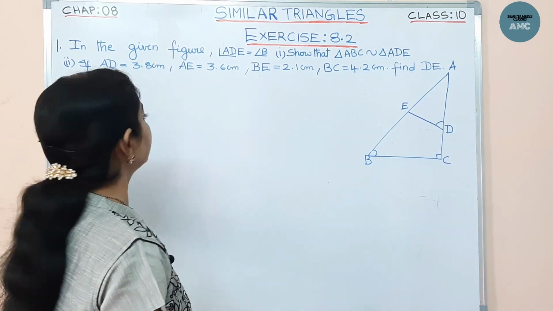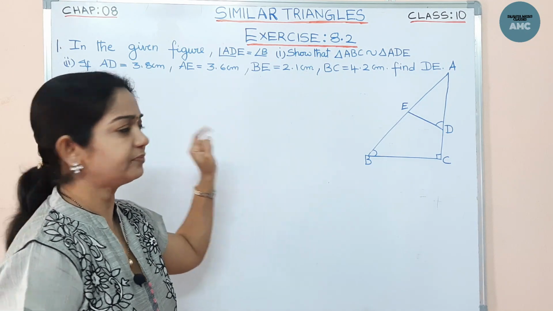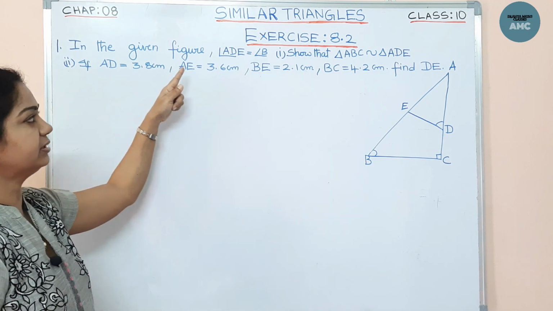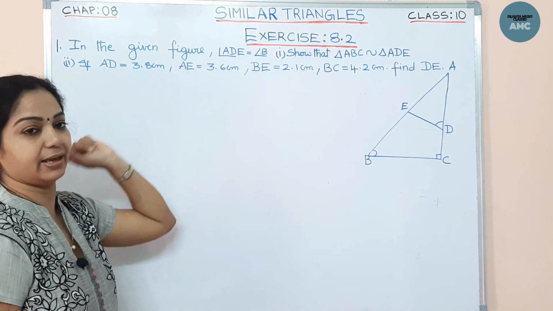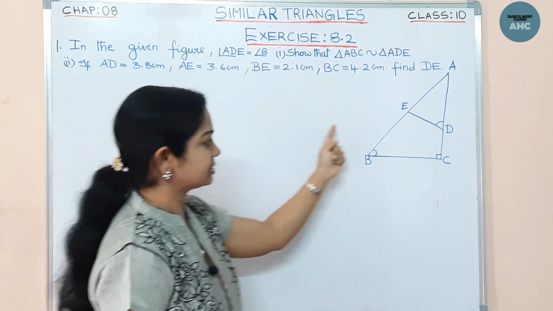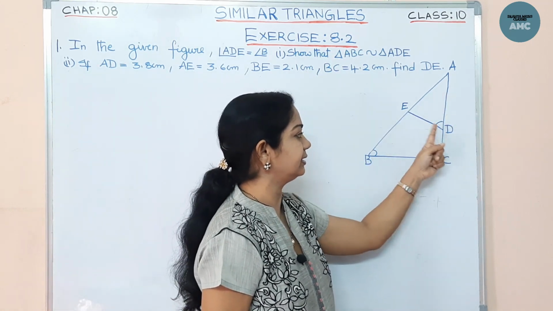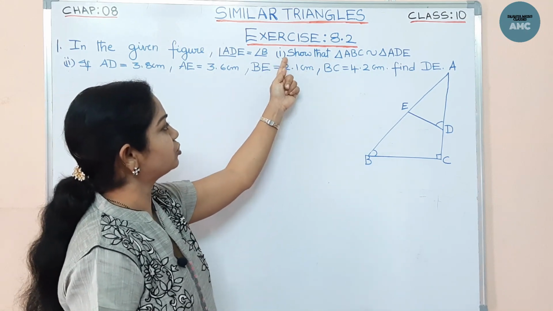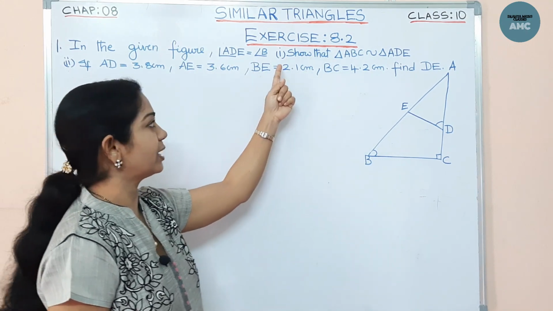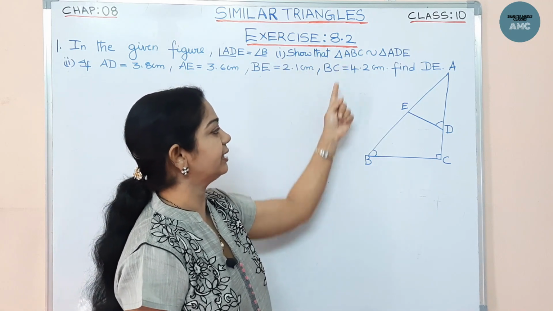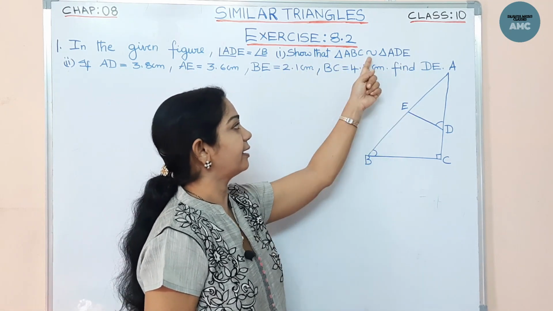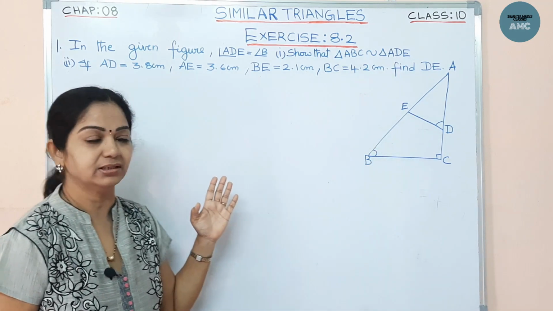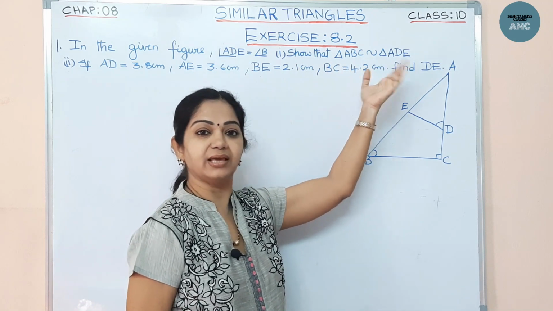Now, I have noted down the problem. The first problem I have noted down here. In the given figure, angle ADE is equal to angle B, that is given. See the figure also given, angle ADE and angle B are equal. And there are two parts in this question. The first one is to show that triangle ABC, the bigger one, and triangle ADE, the smaller triangle, are similar. The first part is that we have to show that they are similar.